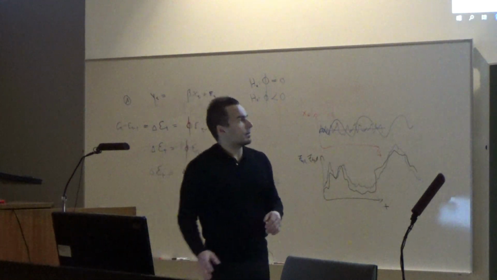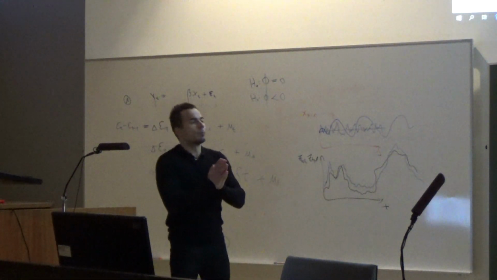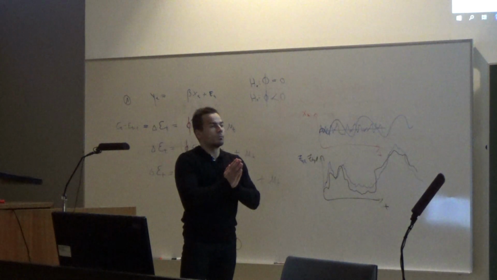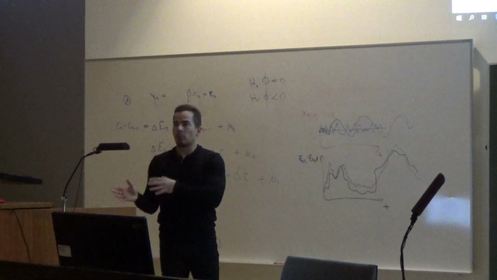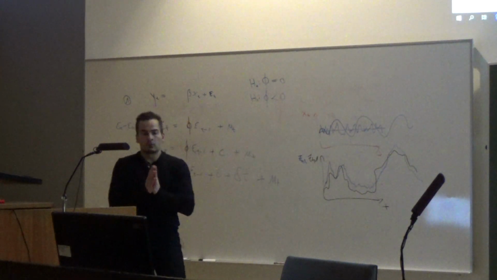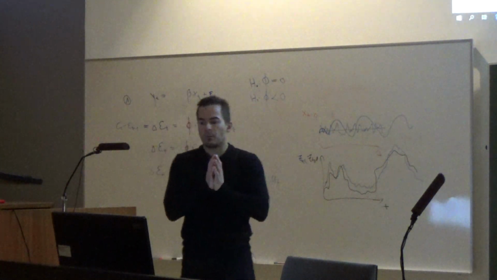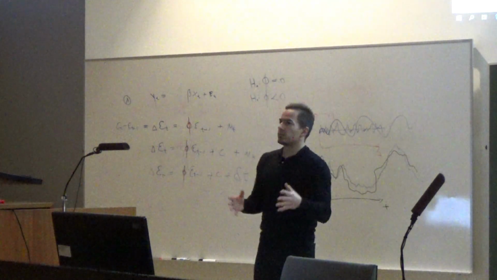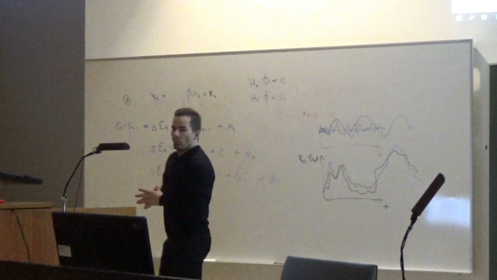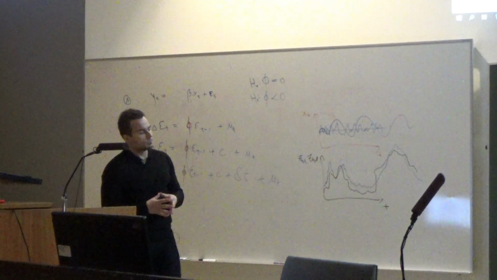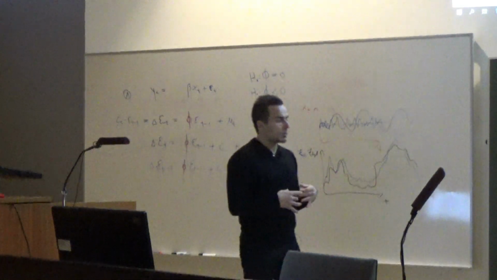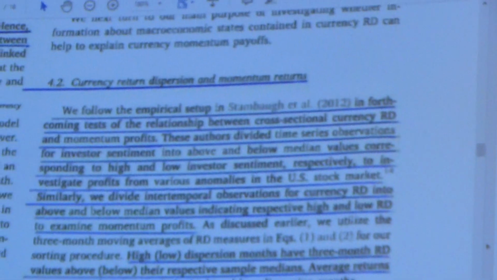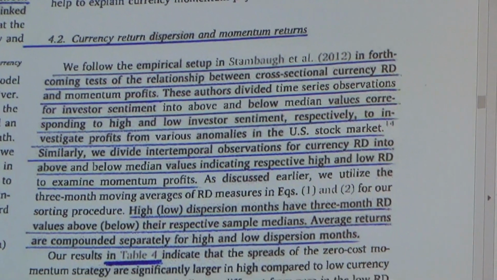So the next step in our analysis was to establish a link between the currency return dispersion and momentum payoffs. So how did we proceed? We followed basically a paper from Stambaugh, which was on the reading list last year. What those authors are doing is establishing a link between investor sentiment and different asset pricing anomalies.